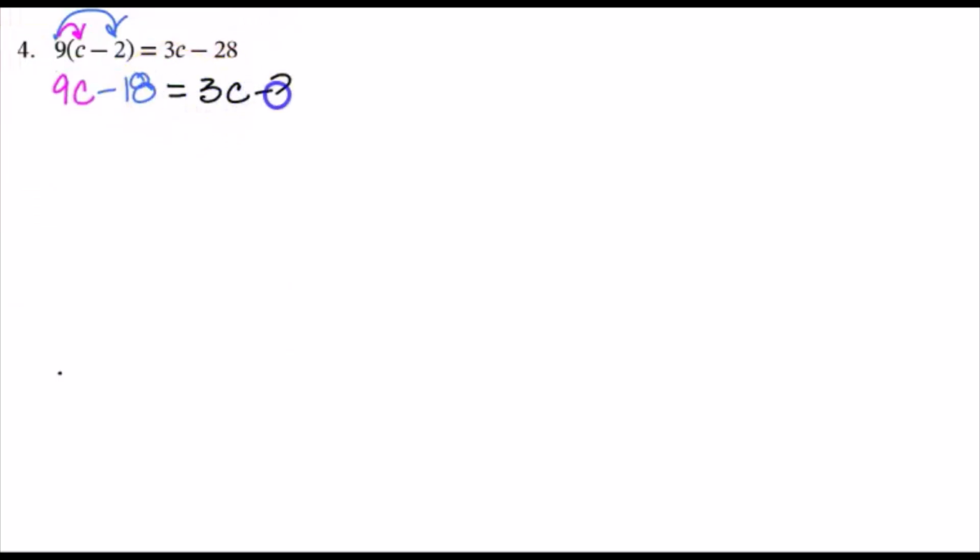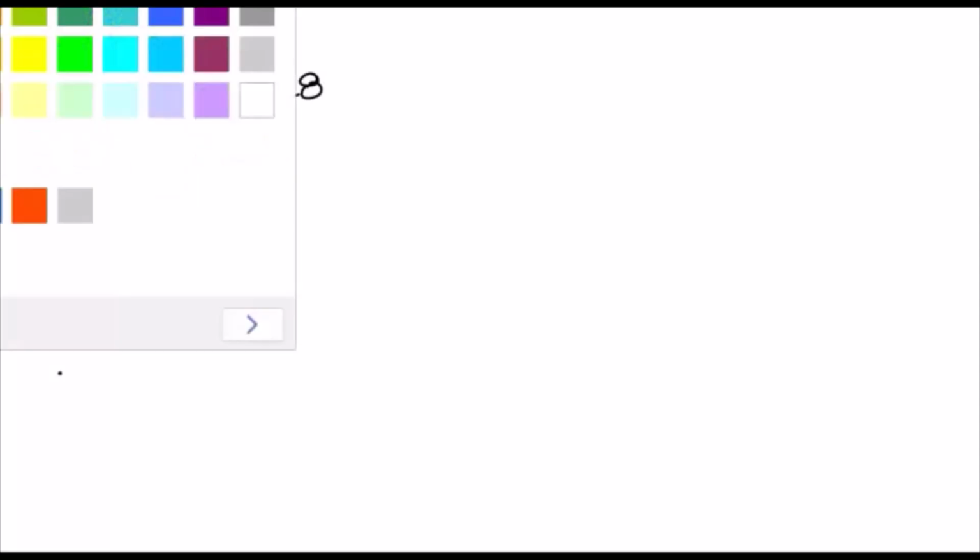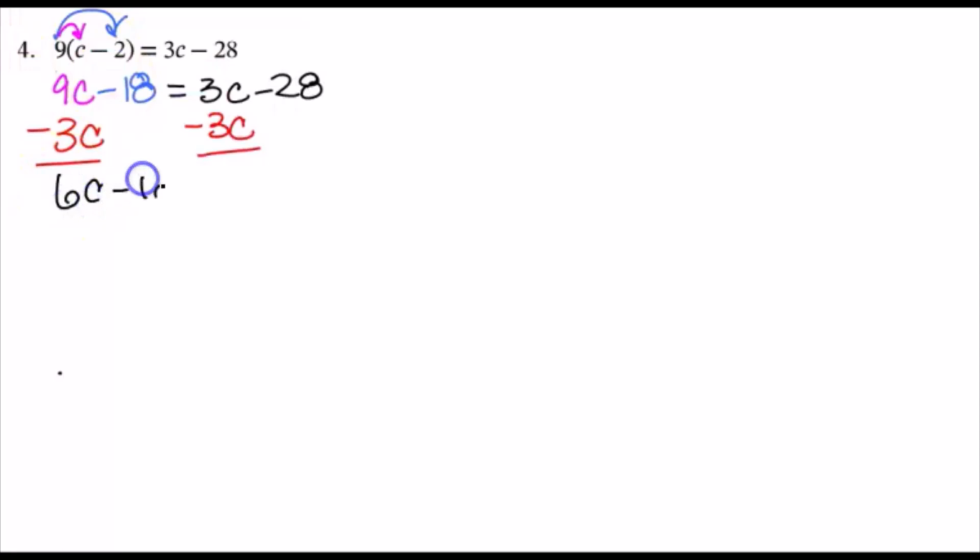and that should equal 3c minus 28. So now what I want to do is move all the letters to one side, all the numbers or constants to the other. So 3 is smaller than 9, so I'm going to move the 3c over with subtraction. So now I have 6c minus 18 equals negative, don't drop that negative there, negative 28. Now, since the negative 18 is attached to the 6c, I can undo that with the inverse operation of addition. So I'm going to add 18 to both sides.